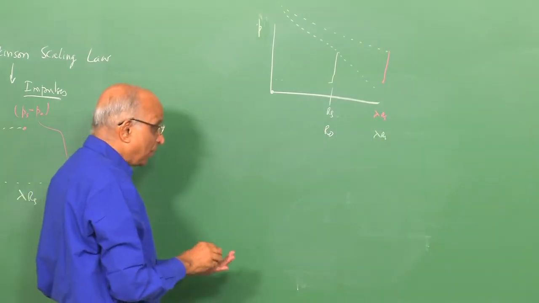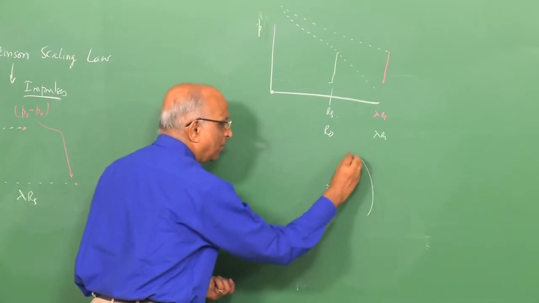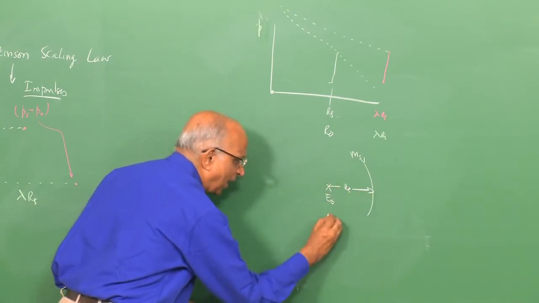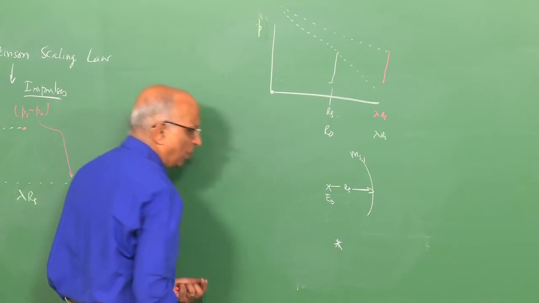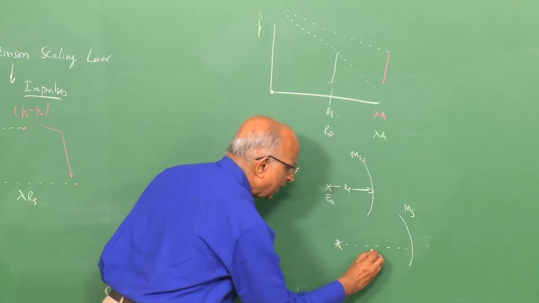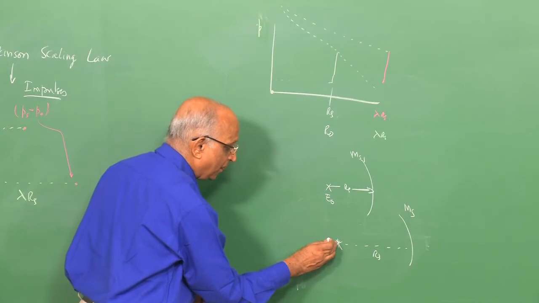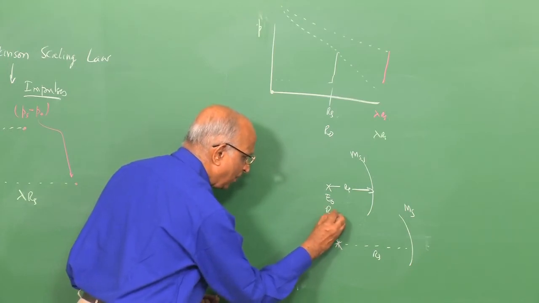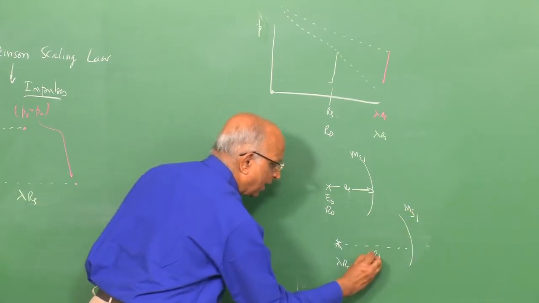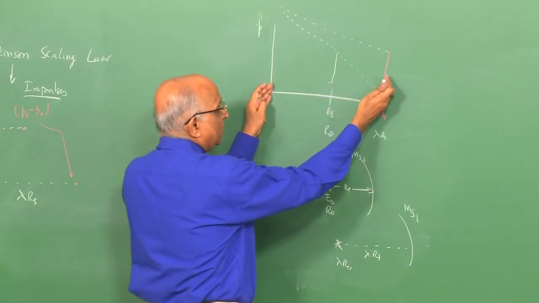In other words, supposing I have an energy release E naught, I have a Mach number, let us say M_s1, formed at a distance r_s away. If I release higher energy, let us say I put more energy over here, the same Mach number M_s1 is at a larger distance from the center. If this value is r naught and this value is lambda r naught, I have the same M_s1 at a distance lambda r_s away. Therefore, the distance from the site increases.